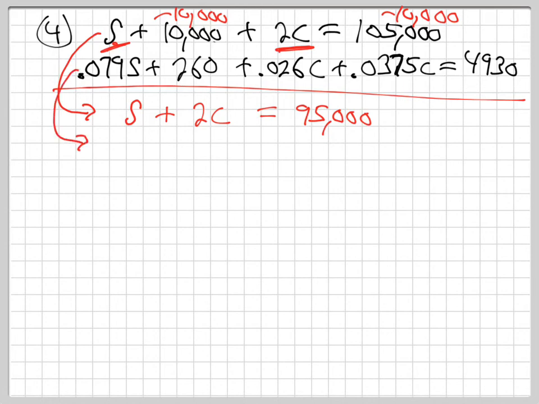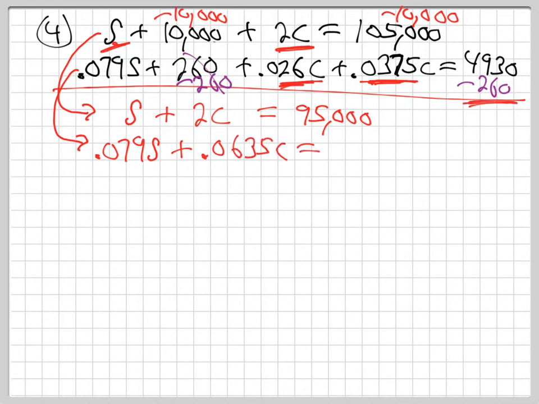The second equation, what are we going to do here? I'm going to combine these two. So it'll be 0.079S. Oh, and I'm going to subtract the 260 also. Subtract 260, subtract 260. So that's gone. Plus 0.026 and 0.0375C, use your calculator. I'm getting 0.0635C equals, and then these subtract over here, 4930 minus 260, 4670.